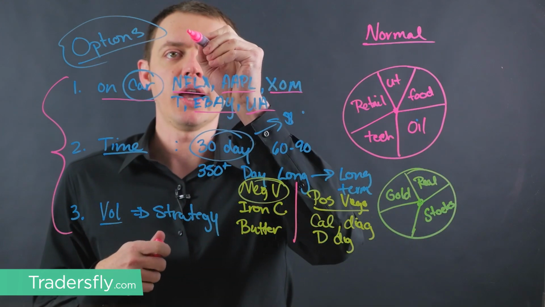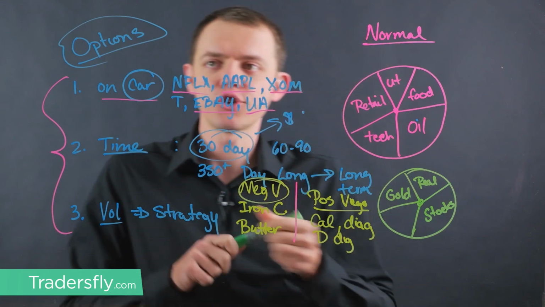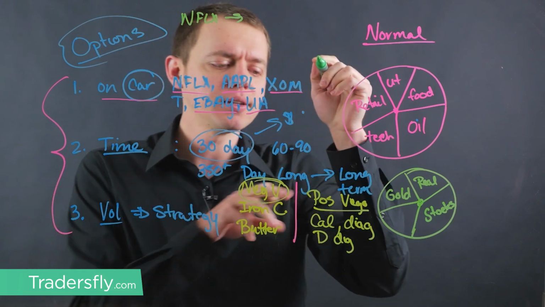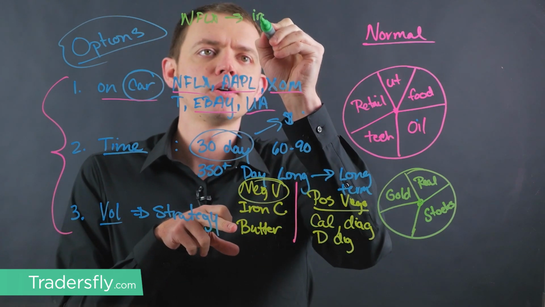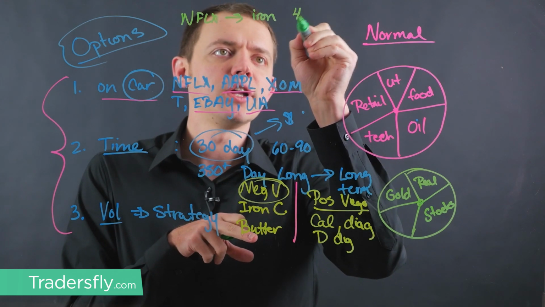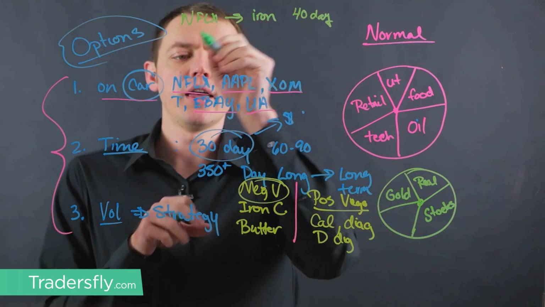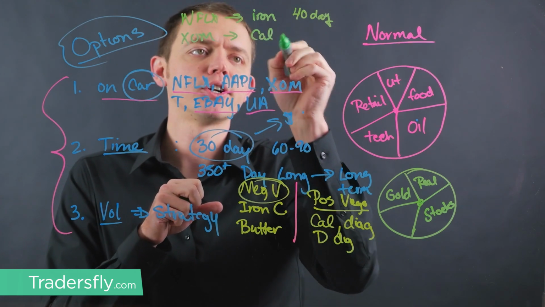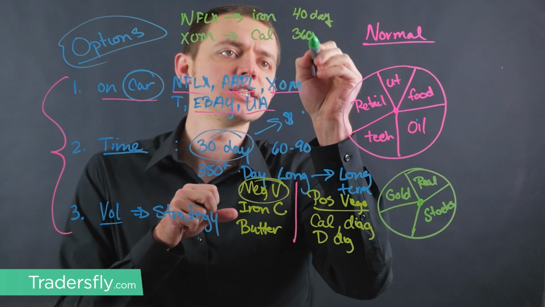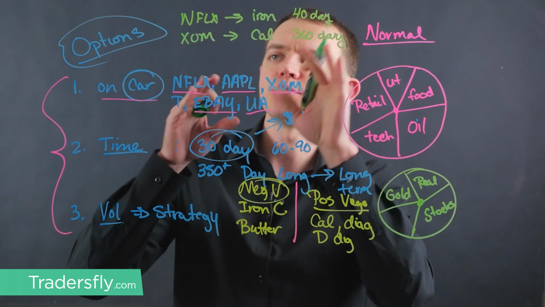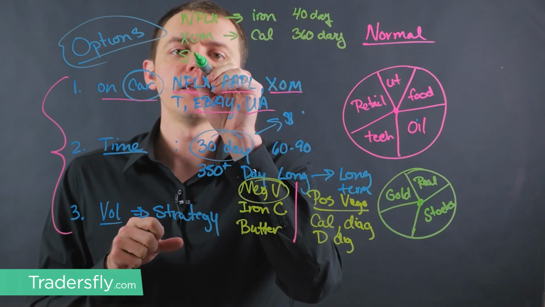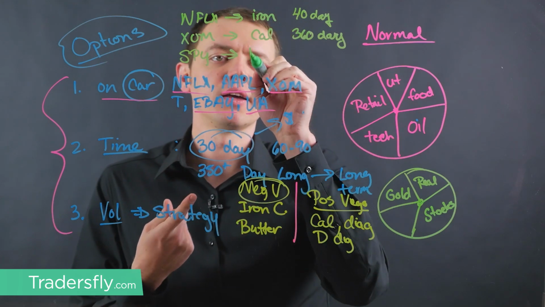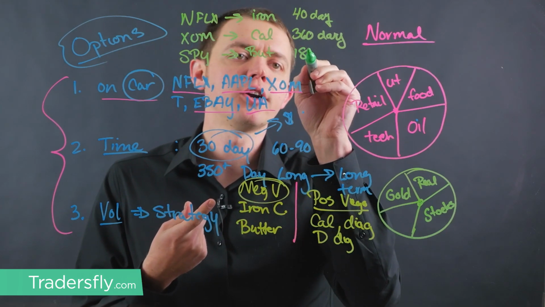So let's say you went ahead and started creating something on a trade. Well, let's say with Netflix, you did an Iron Condor and you did a 40-day trade. Then on, let's say, ExxonMobil, you did a calendar, but you did a 360-day trade. So you can see how now this really starts to diversify you quite a bit already. And then let's say you do SPY, and maybe you do a butterfly and something around 180 days.